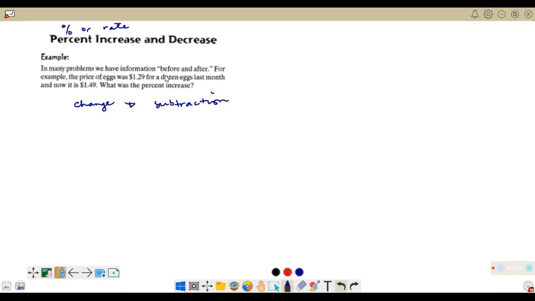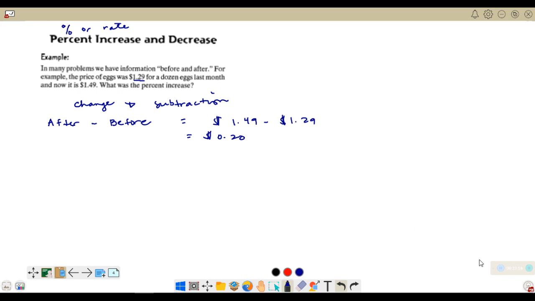Okay. So, ano yung gagawin natin to get the percent increase? So, we are going to apply the price after minus the price before. So, ang hinahanap natin ay yung increase based on the before. Okay? So, this is equal to $1.49 minus $1.29. So, ilan ito? So, we have 0.20 or we have 20 cents.